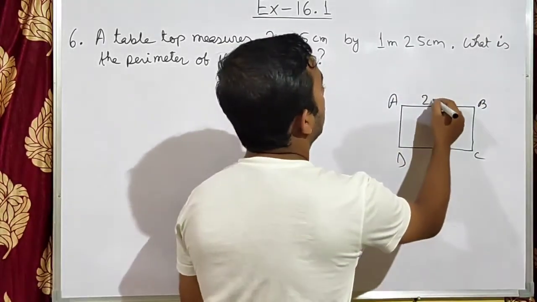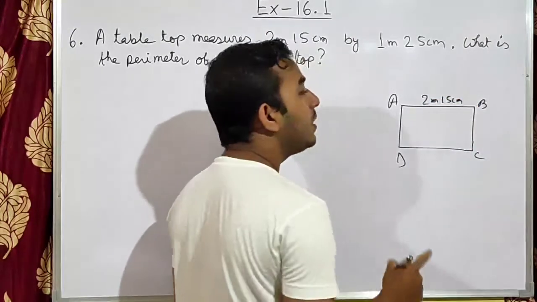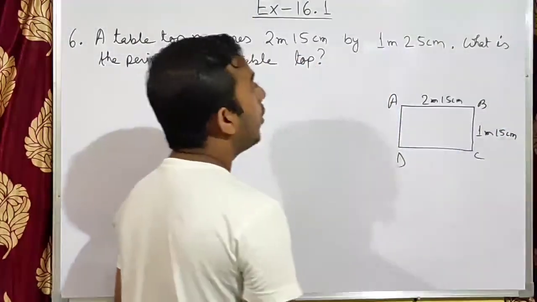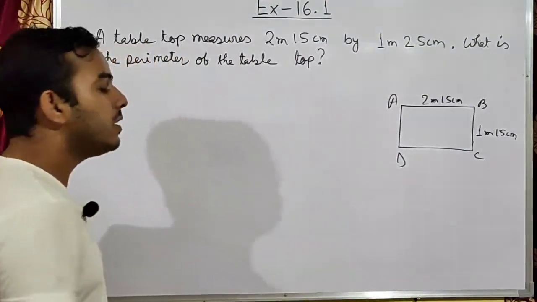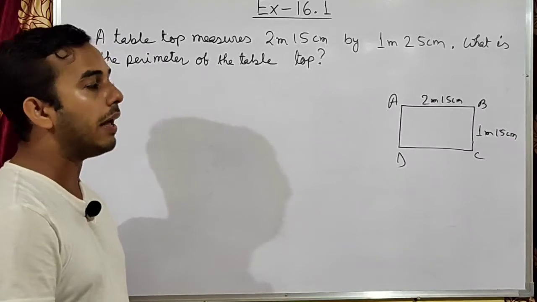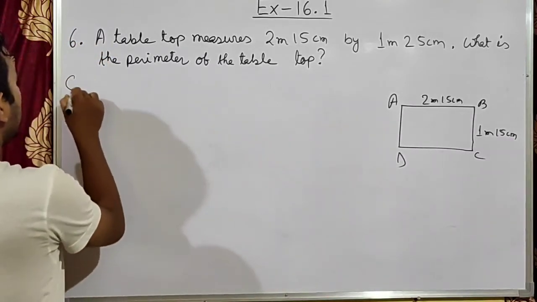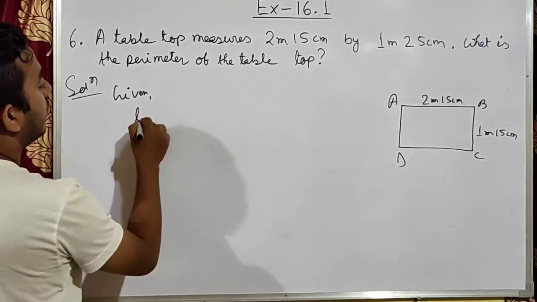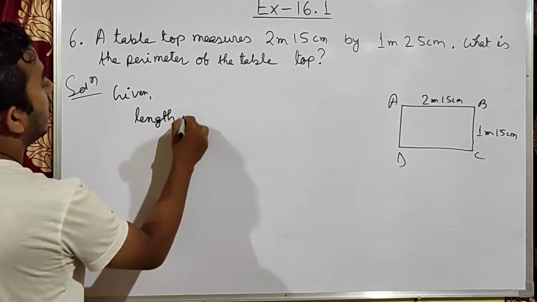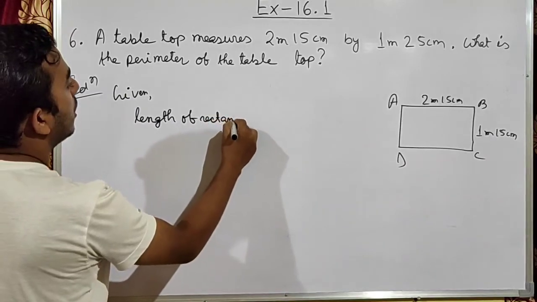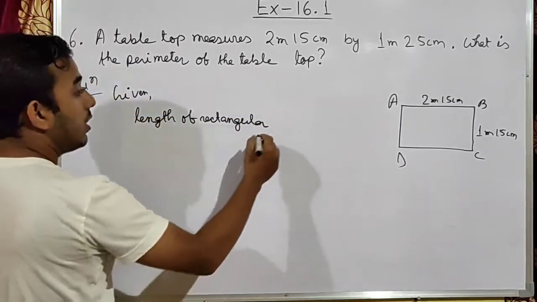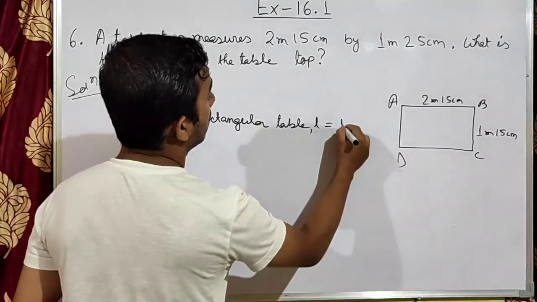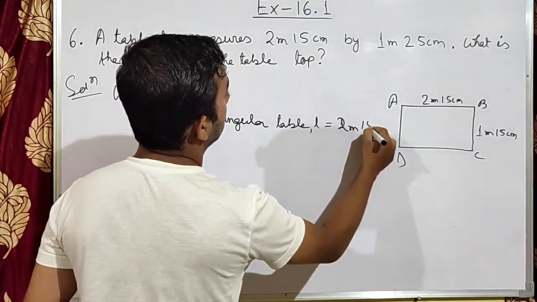Its length is how much? 2 meter 15 centimeter. And breadth is 1 meter 15 centimeter. We have to find the perimeter of the tabletop. Very easy. We will use the perimeter of a rectangle and it will come out. So first let us write the given information. Length of the rectangular table, L equals 2 meter 15 centimeter.